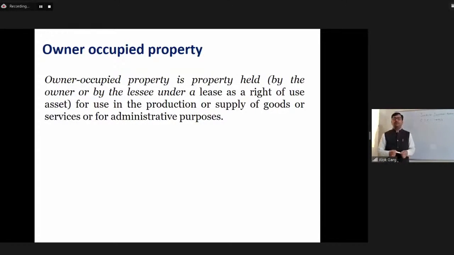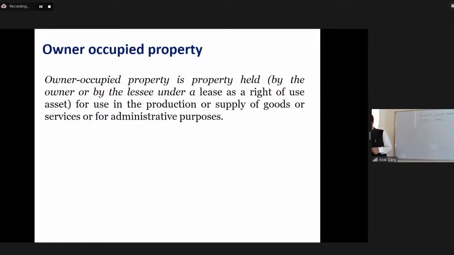So this is the definition of owner occupied property. Owner occupied property is a property held by the owner or by the lessee under a right of use asset for use. Please remember, the words are for use in the production or supply of goods or services or for administrative purposes. The word rental has been removed here. Why? Because if the word rental had been used under owner occupied property, it would contradict the definition of investment property. If a land and building is held for rental purposes, it is not owner occupied property, it is investment property.